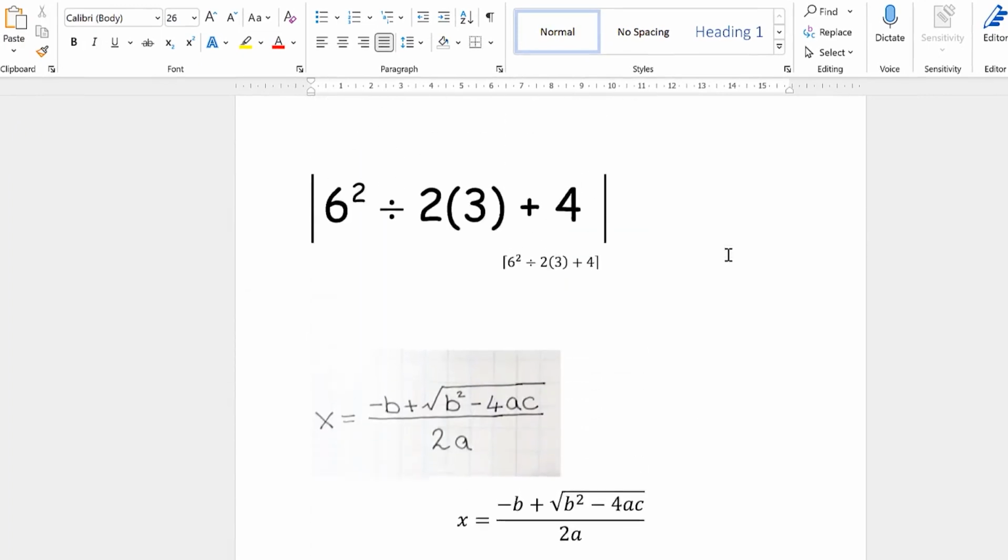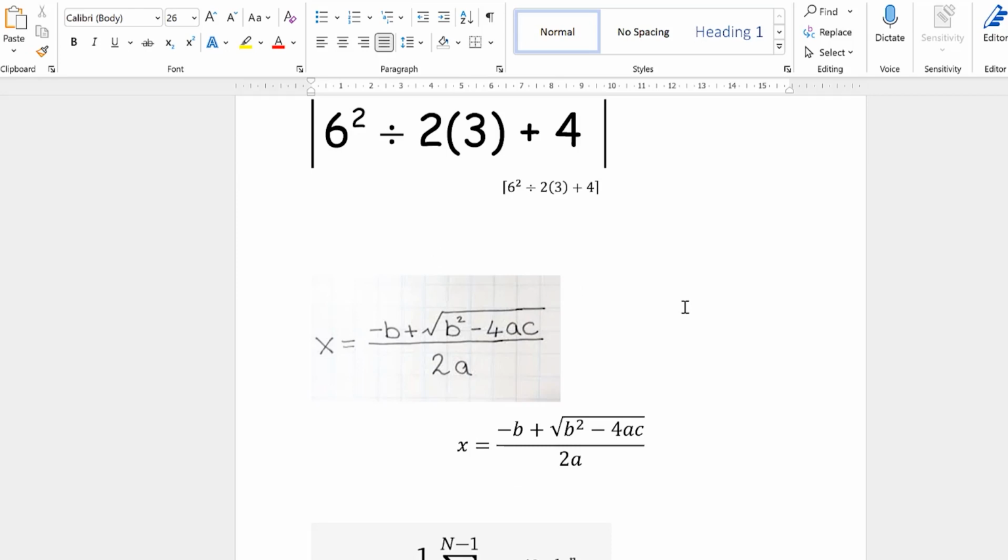So this is basically how to write simple equations using the equation editor in Microsoft Word.